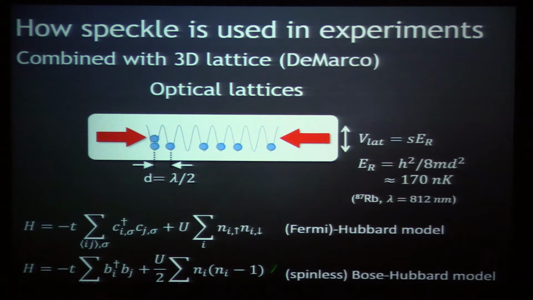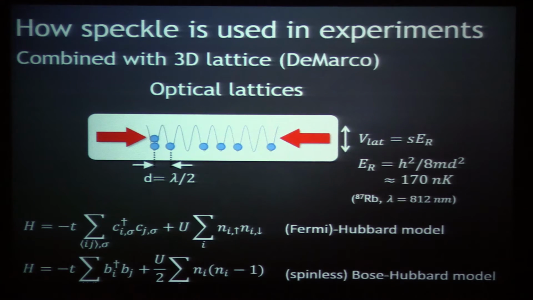If the atoms are fermions, like potassium-40 or lithium-6, then the interactions are only between atoms in different states of spin. If they're bosons, atoms with the same state of spin can interact. All right? Yeah? What is S?